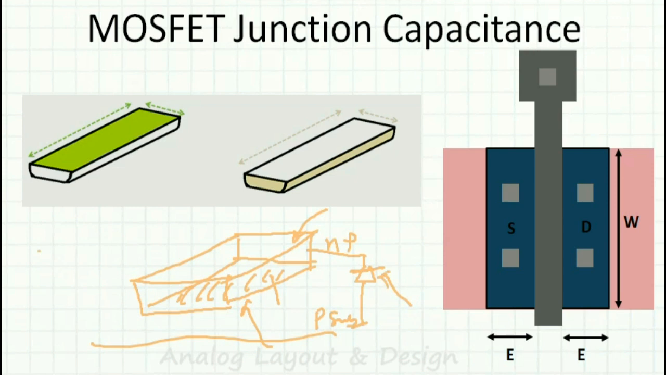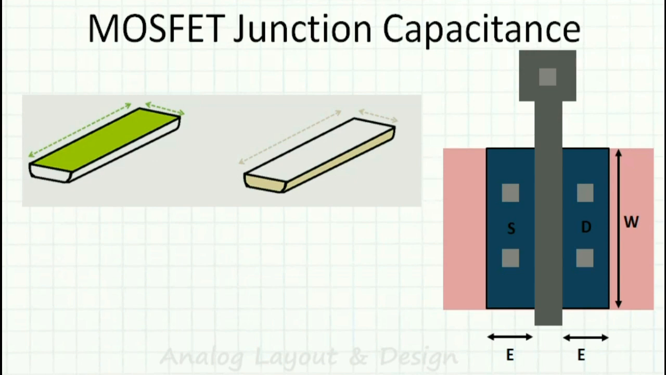How will that look? This is the P, this is the substrate. In between I have no charge. So the depletion region will form like an insulator. This is N, this is P. In between I have a depletion region which will act like an insulator, and I will have a capacitance. That is your bottom plate capacitance.